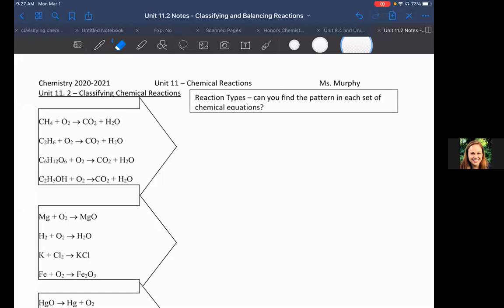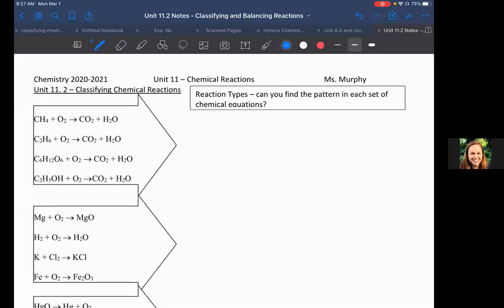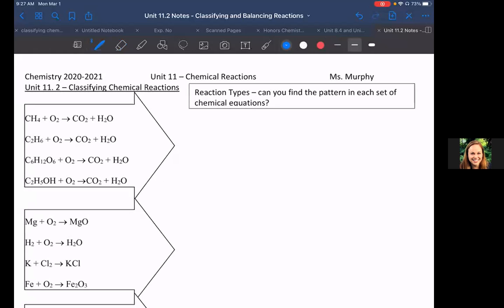Okay, so let's start off with classifying reactions. It's going to be kind of clunky getting used to how to recognize these things, but the more we practice, the better we'll get. What I'm going to go through with you guys is we're going to identify some patterns that will help us in classifying reactions.